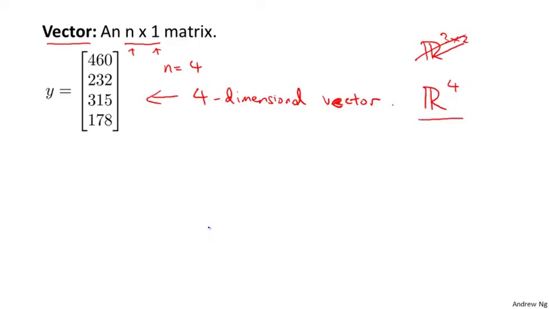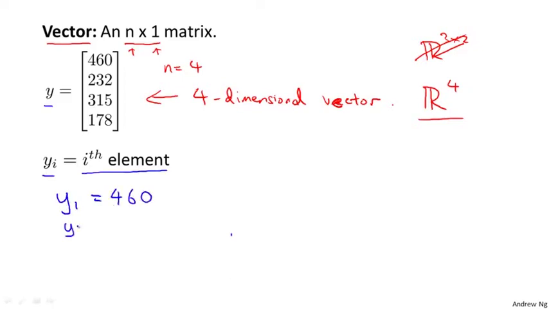Next, let's talk about how to refer to elements of the vector. We're going to use the notation yi to refer to the ith element of the vector y. So if y is this vector, y subscript i is the ith element. So y1 is the first element, equal to 460. y2 is the second element, 232. y3 is equal to 315, and so on. And only y1 through y4 are defined because this is a 4-dimensional vector.